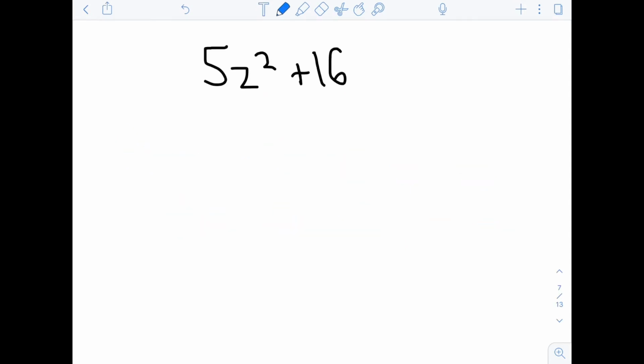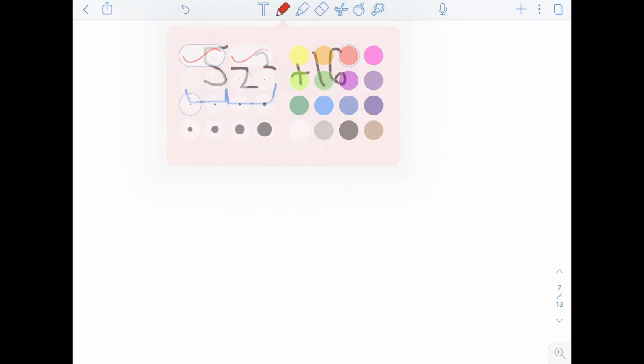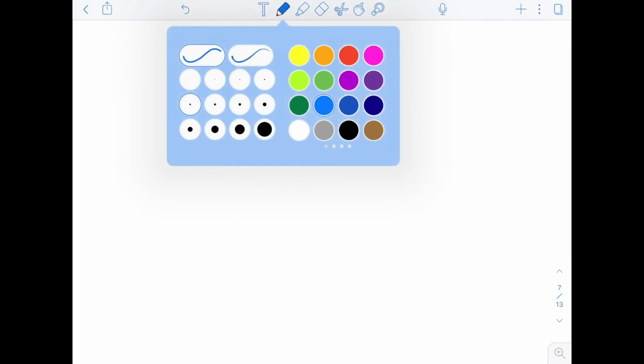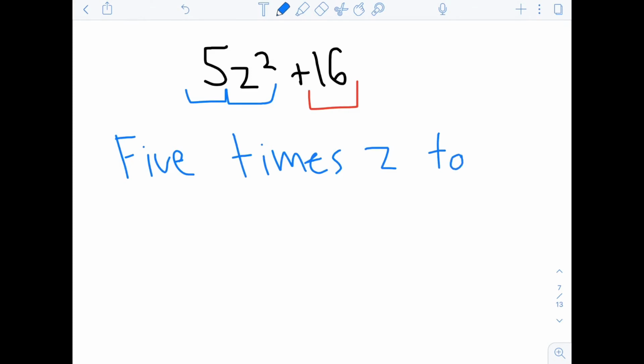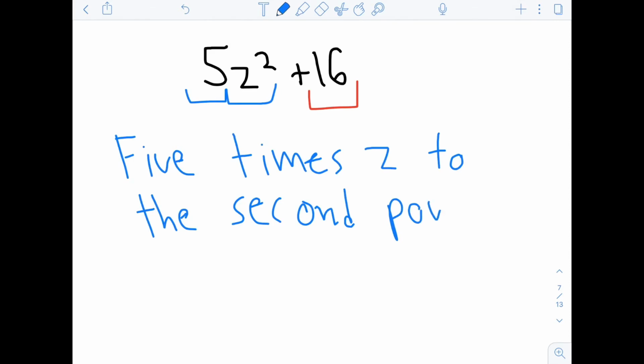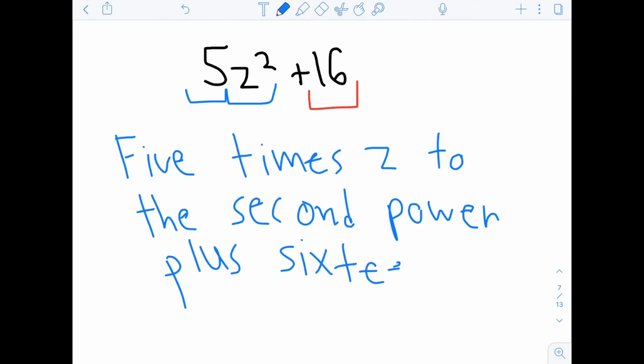So this is similar. This is still 5 times z squared, but we have to add 16 to that as well. So this will be 5 times z to the second power, but now we're adding 16 to that, so now it's plus 16. That's it. It's pretty easy.